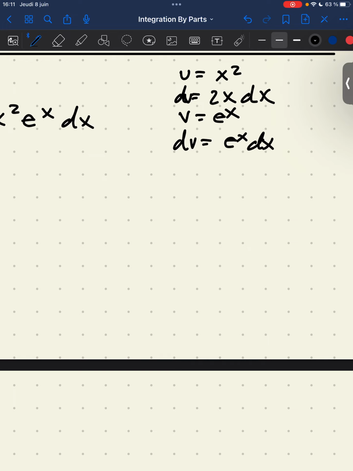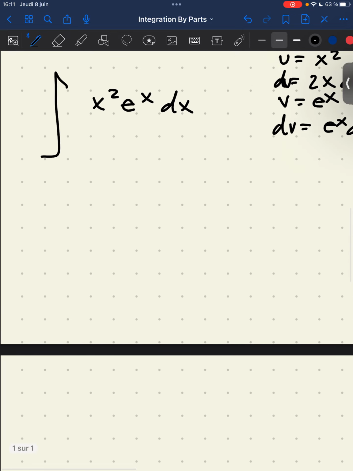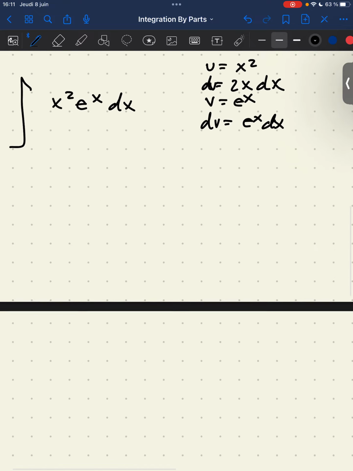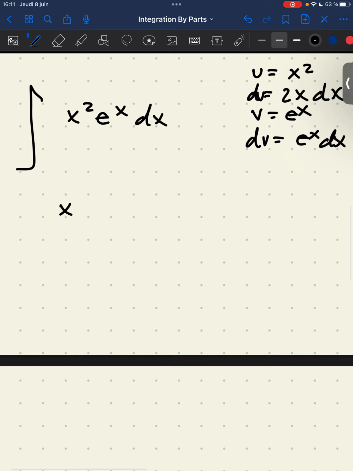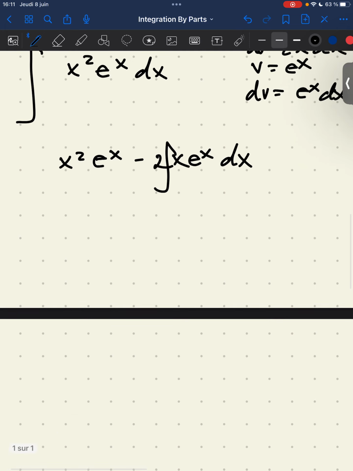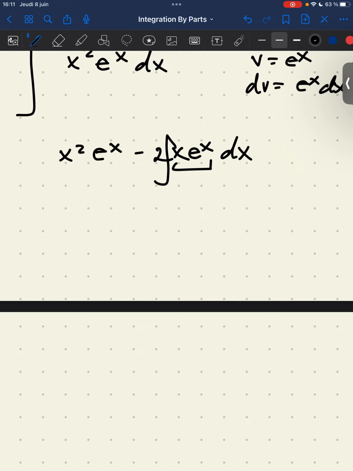E to the x is just the integral of e to the x dx, because when you try to differentiate e to the x or integrate it, it is just basically the same thing over and over again. So let's see. So x squared times e to the x minus the integral of e to the x dx times x and then times 2. I like writing my x in front of my e to the x when it's inside the integral.